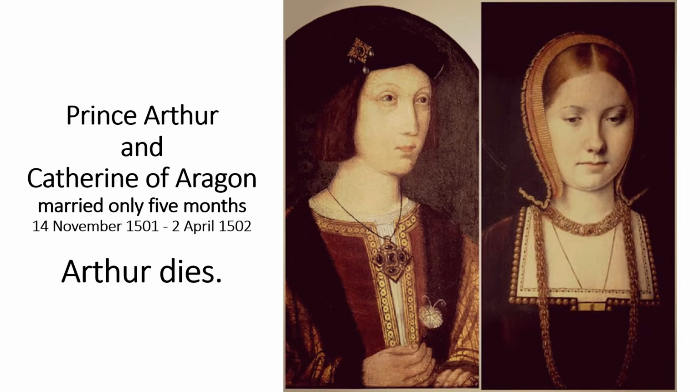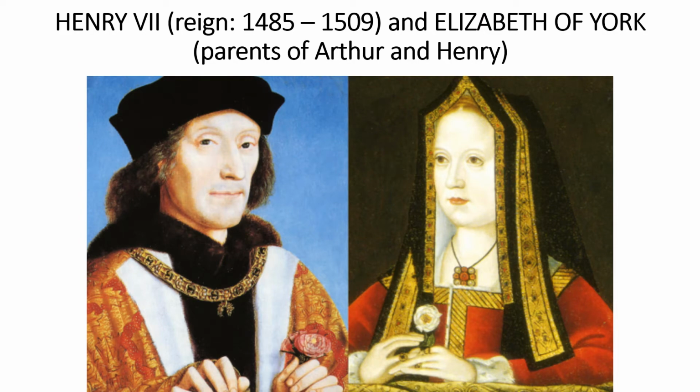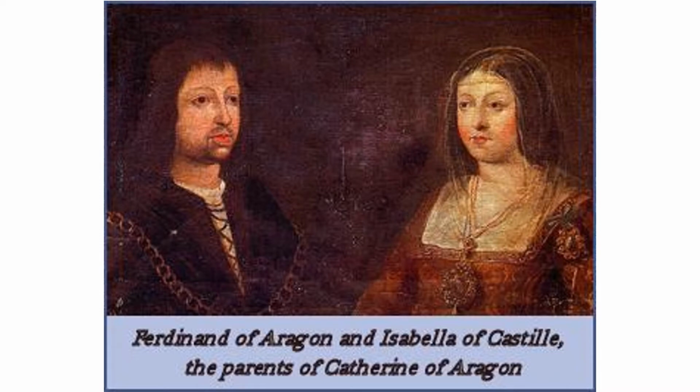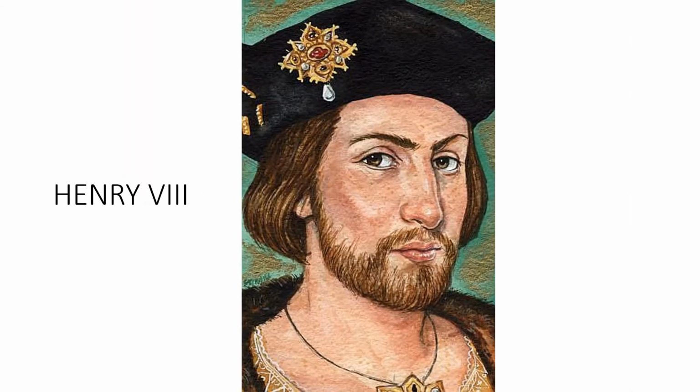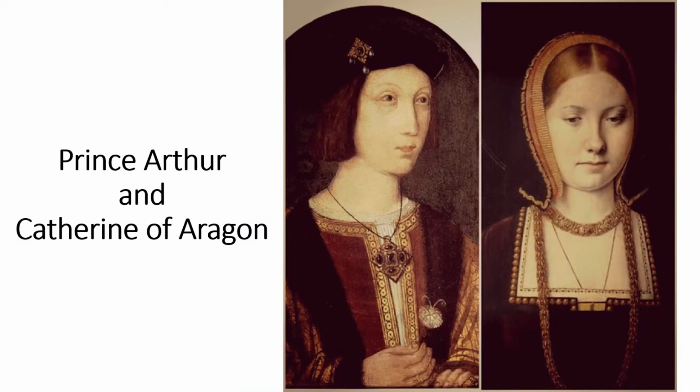But only 5 months later, Arthur dies, probably of tuberculosis, and since Arthur is dead, this power merger essentially dies with him. So Arthur's parents, King Henry VII and Elizabeth of York, and Catherine's parents, King Ferdinand and Queen Isabella of Spain, work out an agreement whereby they will attempt to have the marriage annulled and then have Catherine marry Arthur's younger brother, Henry. Now, the Pope agrees to the annulment on the basis that, according to Catherine, the marriage to Arthur was never consummated.